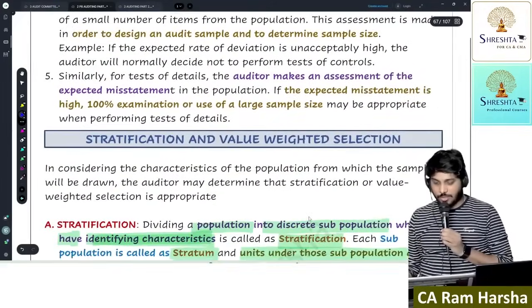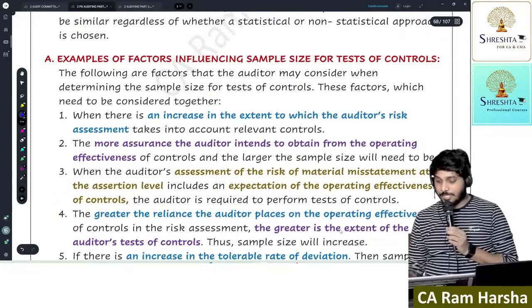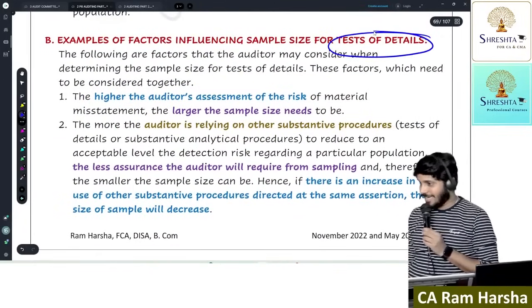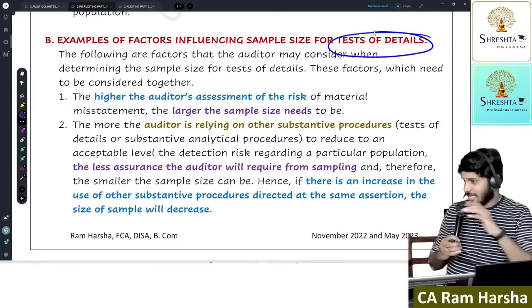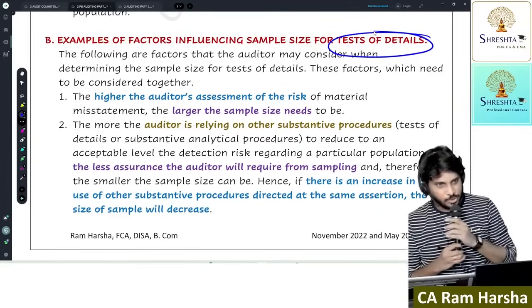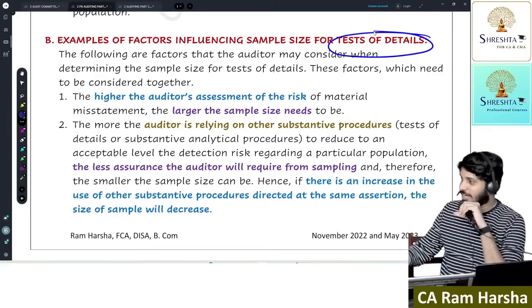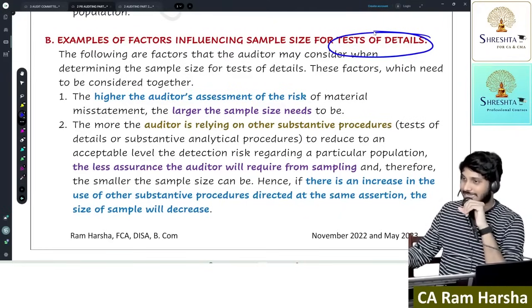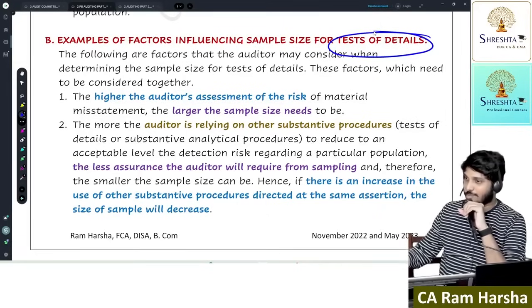In the same way, we have another question. What are the factors that affect sample size in case of test of controls? What are the factors that affect sample size in case of test of details? Now in the exam, they'll ask you this kind of question. Very tricky question. Only if you understand the entire sampling chapter can you write this. Which of the following is not a factor for determining sample size in case of test of details? Option A, risk of material misstatement. Option B, projected misstatement. Option C, expected misstatement. Option D, tolerable misstatement.